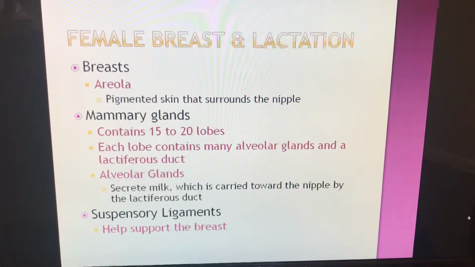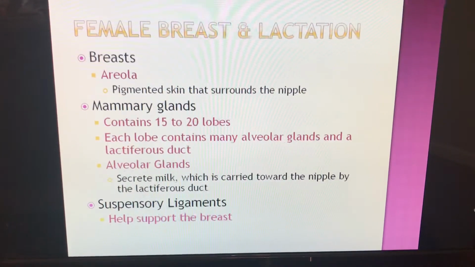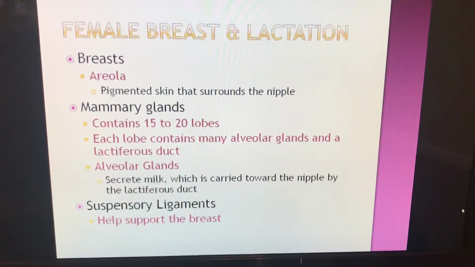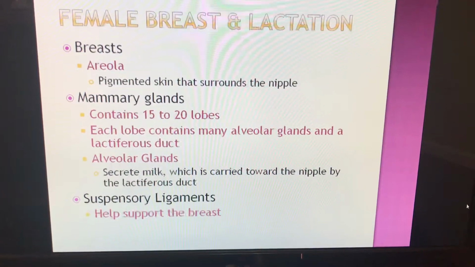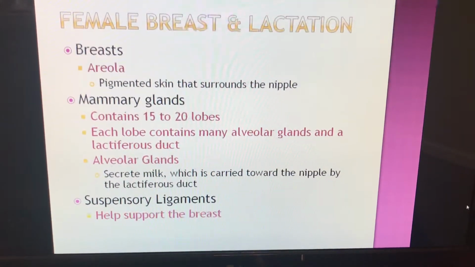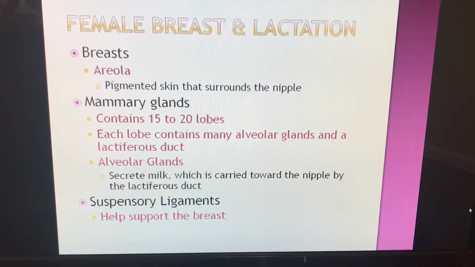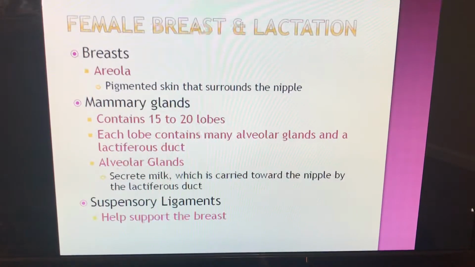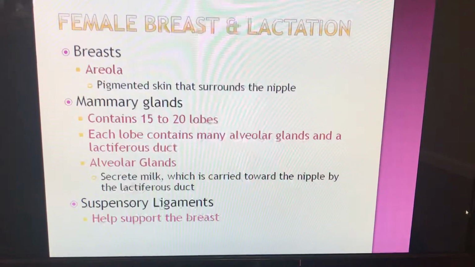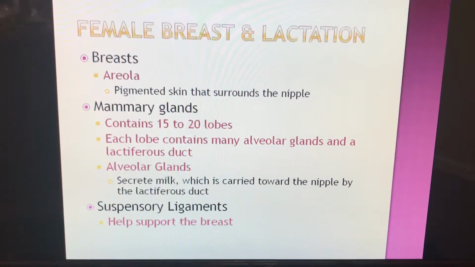So let's move on to female breast and lactation. Your breast contains the areola, the pigmented skin that surrounds the nipple. And then you have mammary glands. Inside each gland, it contains 15 to 20 lobes, and each lobe contains many alveolar glands and a lactiferous duct. Your alveolar glands secrete milk, which is carried toward the nipple by the lactiferous duct. And then you have suspensory ligaments that help support the breast.